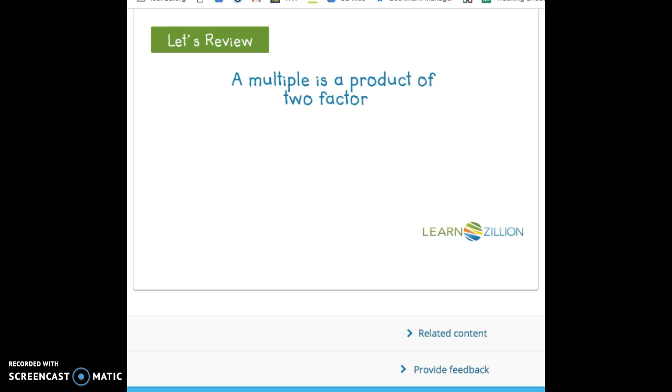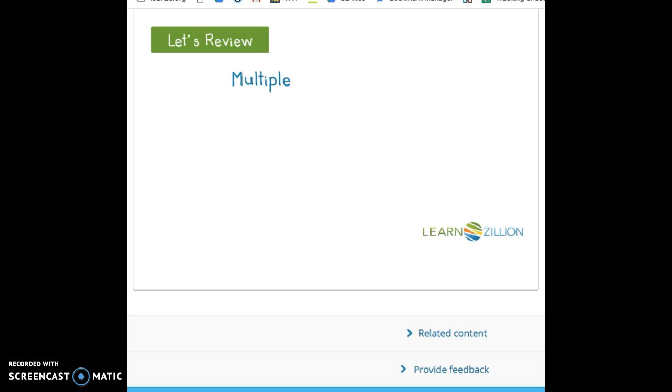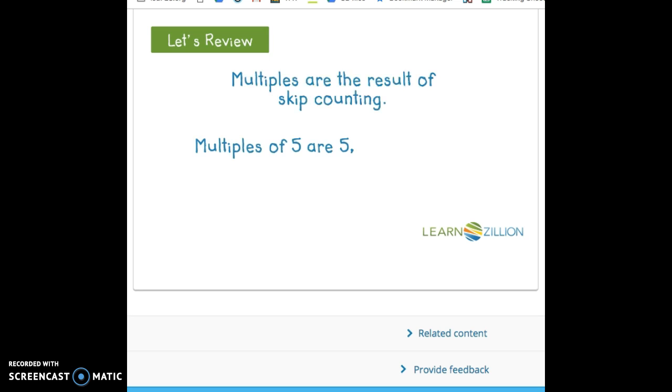A multiple is a product of two factors. 5 times 9 equals 45. 45 is a product of 5 times 9. So therefore, 45 is a multiple of both 9 and 5. Multiples are the result of skip counting. Multiples of 5, for example, are 5, 10, 15, 20, 25, and so on.